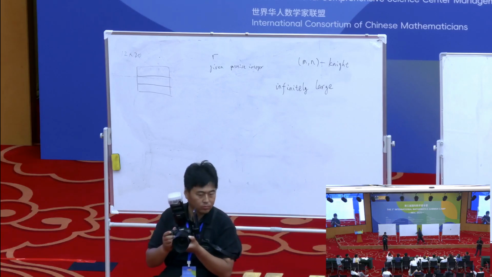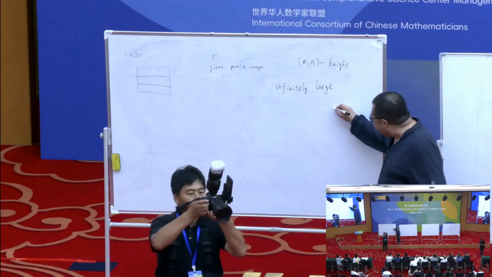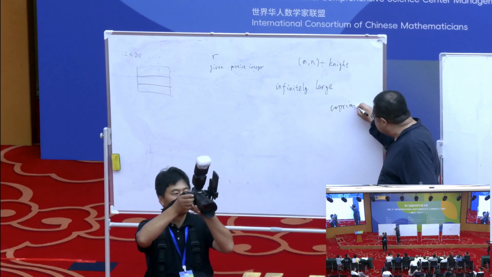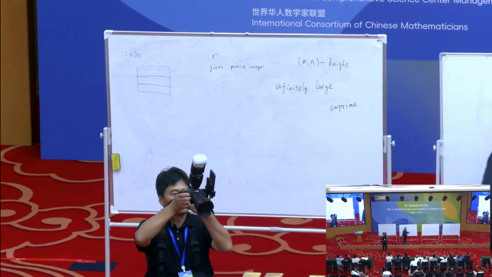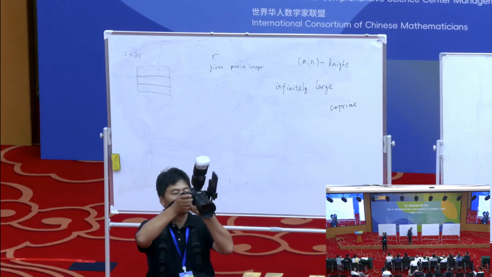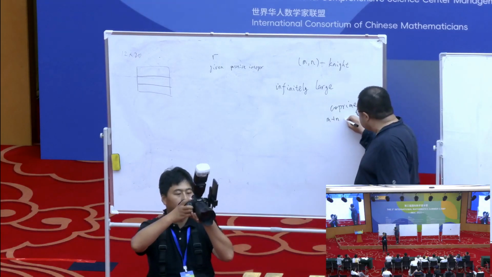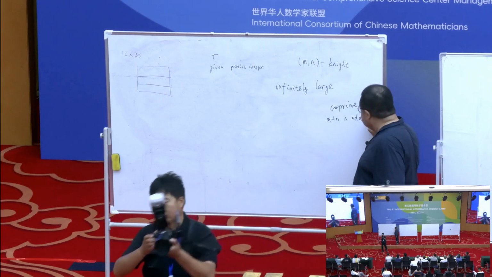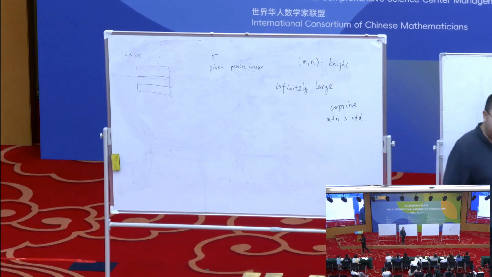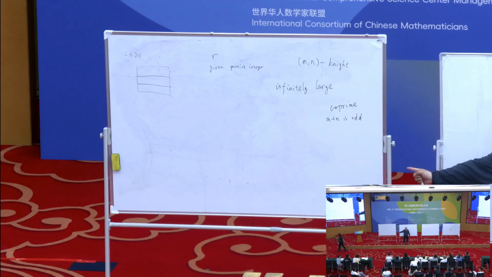Co-prime. But is co-prime enough? Yes, coprime and M plus N is odd. So it's obviously necessary. Can you prove that it is also sufficient?